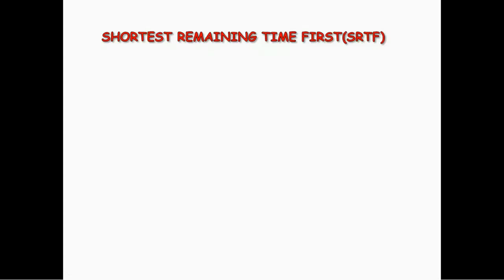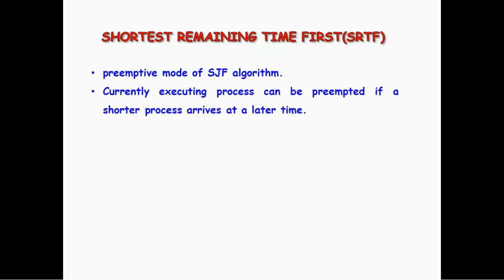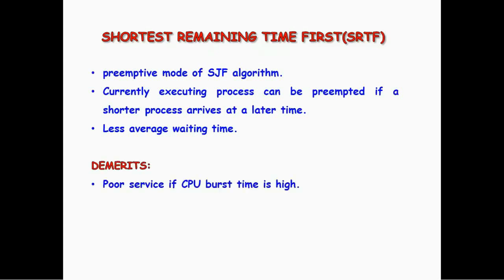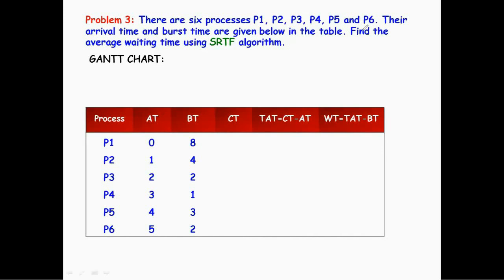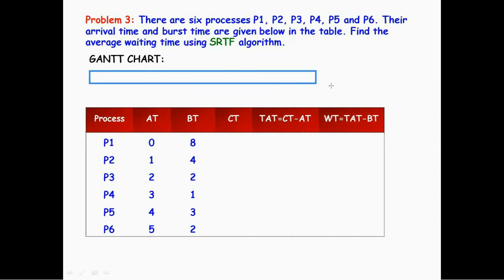Coming to shortest remaining time first algorithm, it's a preemptive mode of shortest job first algorithm. Currently executing process can be preempted if a shorter process arrives at a later time and it leads to less average waiting time. Demerits: poor service if CPU burst time is high. Let us see a problem how to solve using SRTF algorithm. This is the given problem: P1, P2, P3, P4 and P5, and their arrival time and burst time are given in the table. We need to find average waiting time using SRTF.